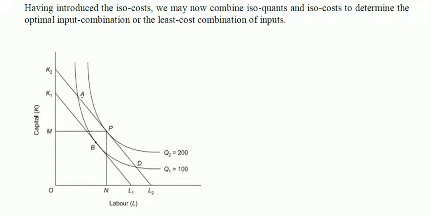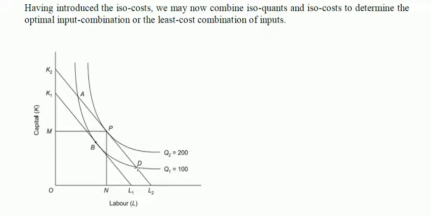At point A, my budget has increased to K2 L2. This is my budget, and I am able to produce how much? Again 100, because A is a point lying on the lower ISO quant curve, which is producing 100. So I am increasing the budget and still producing 100 units. It doesn't make any sense. I am employing a higher amount of capital and a lower amount of labor, and producing 100 units.